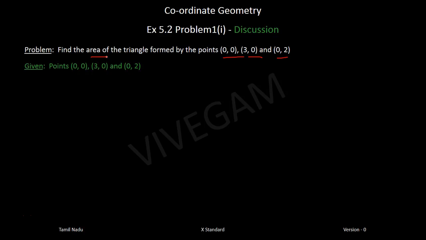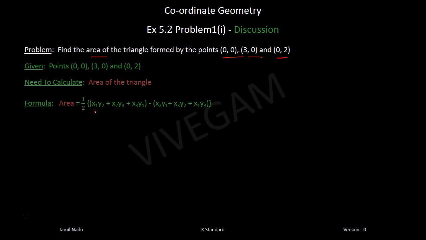Given are the 3 points. We are asked to find the area of the triangle. What's the formula for the area of the triangle? Area is half into x1 y2 plus x2 y3 plus x3 y1 minus x2 y1, x3 y2 and x1 y3. Since we know this is x1 y1, this is x2 y2 and this is x3 y3, we have all the variables on the right side and area can be easily calculated.